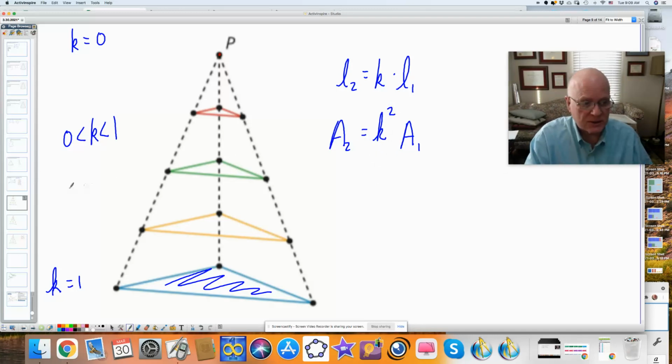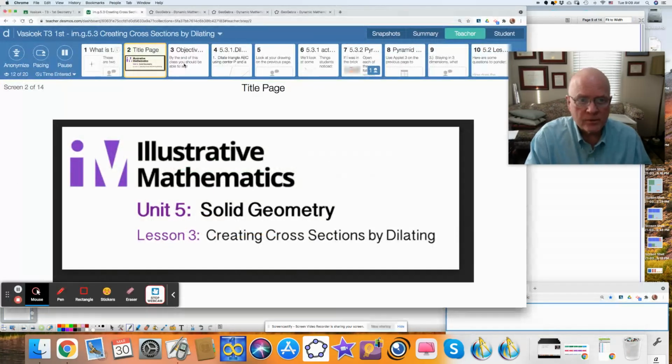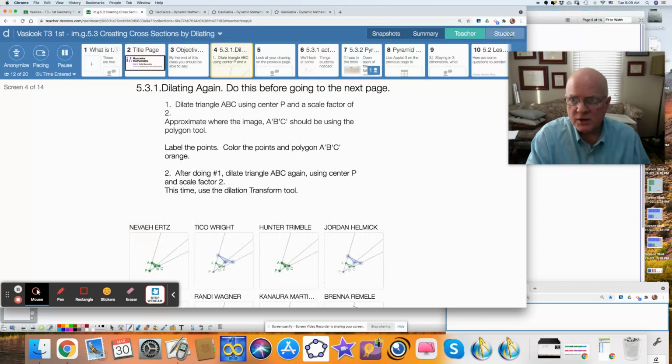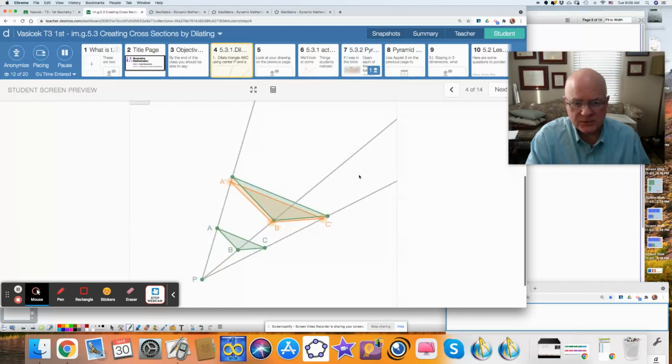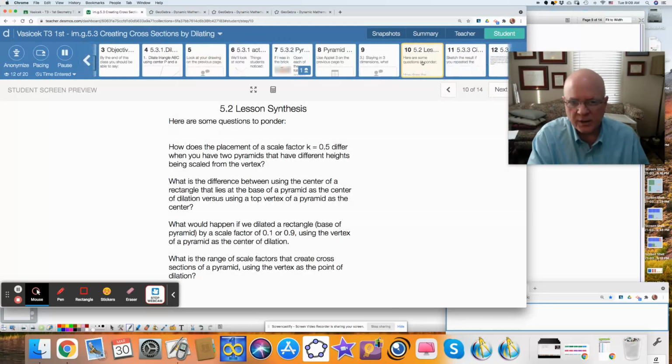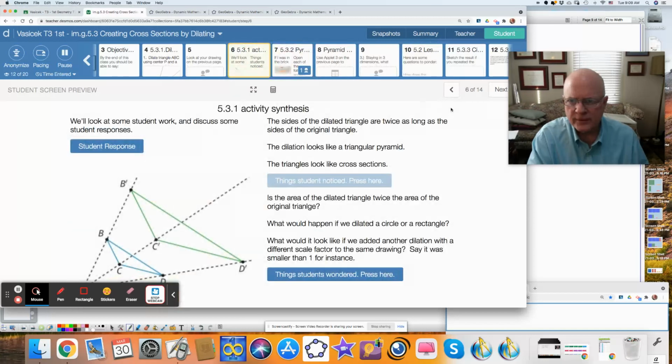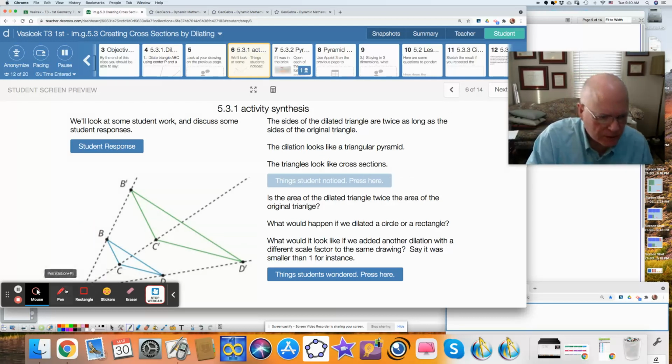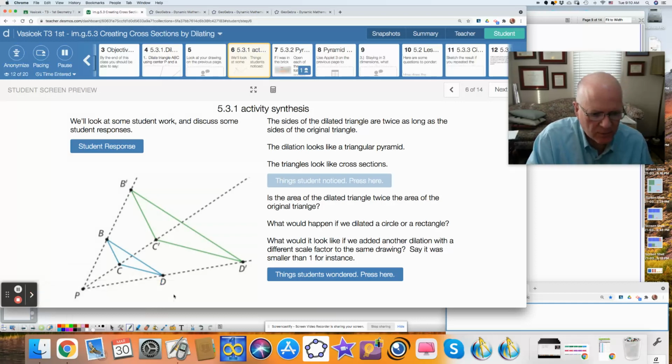Now, let's talk about this. Let's go on down. First thing we did was we looked at trying to dilate this piece. You come up with what you think it is, and then you actually use the dilation tool. And what do you notice and what do you wonder? We look at what the students noticed and wondered. Students: the sides of this figure look like they're twice as long.